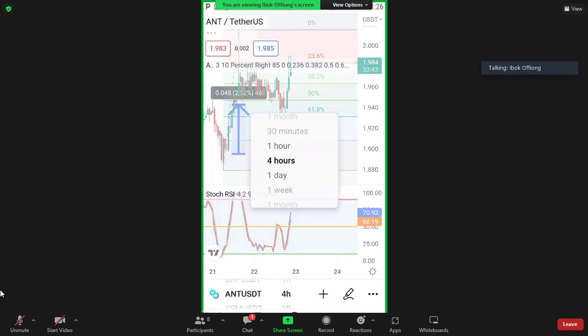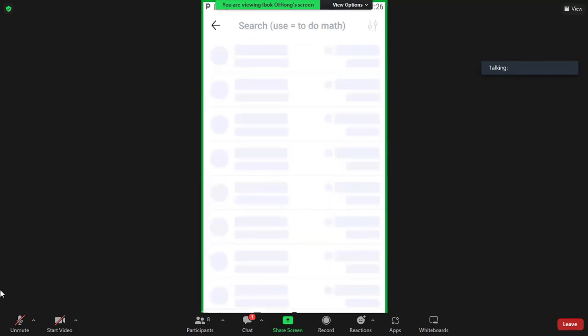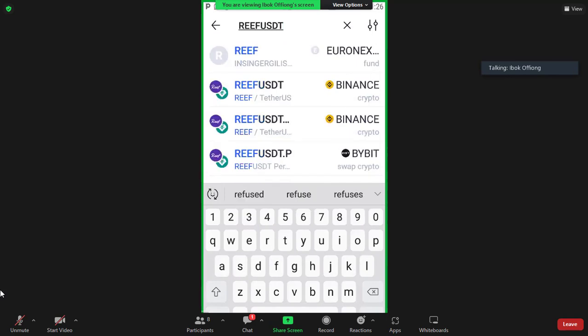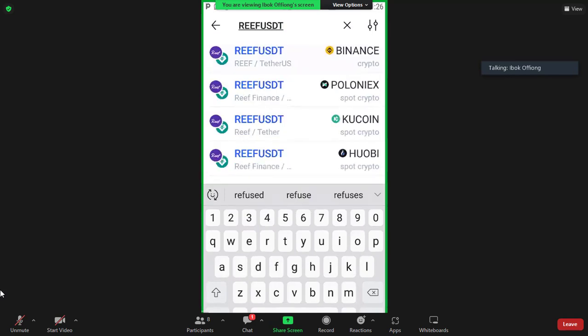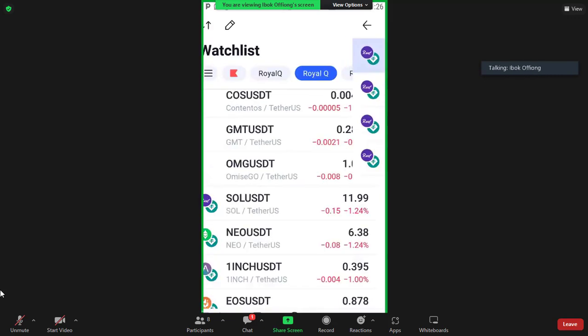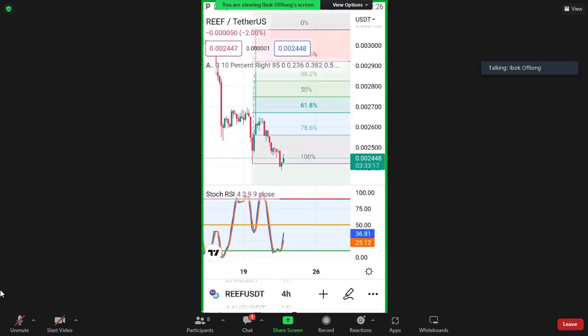Okay, so I think we'll pick REF USDT. So let's try and see, identify the parameters I just mentioned on the REF trade. REF USDT. As you can see, this is REF.